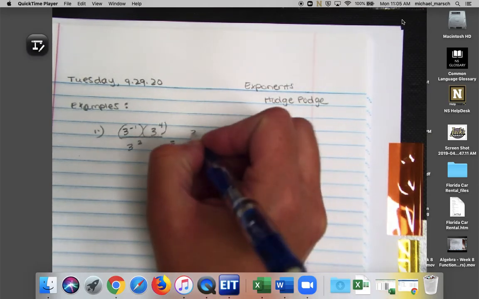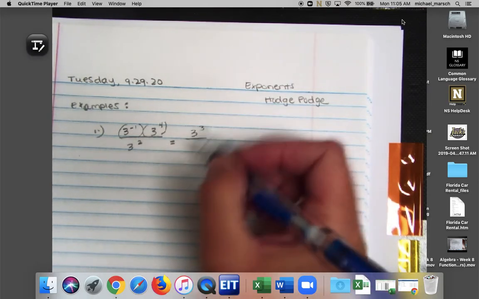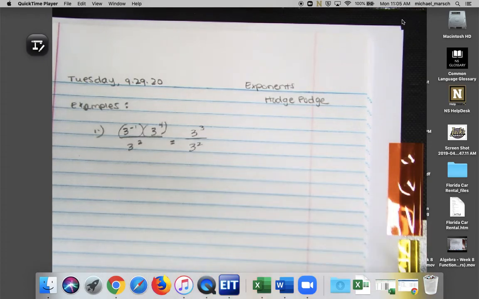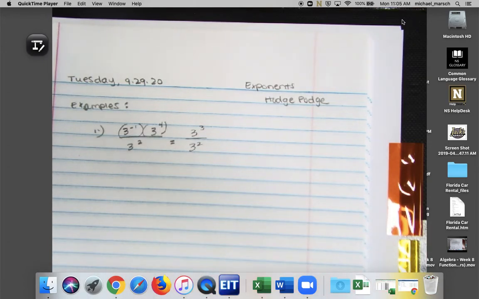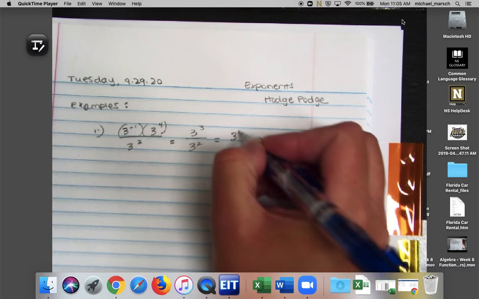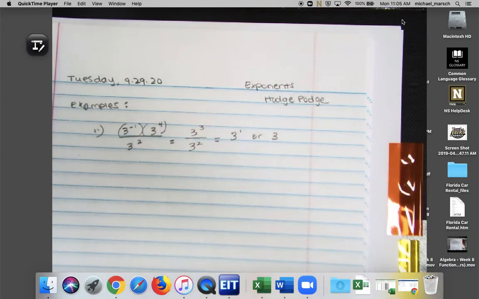3 to the 3rd, right? And then I do 3 squared, because that's just going to carry over from the beginning. And now I just have a division problem. So what's my answer going to be? What's 3 minus 2? 1. So I could say 3 to the 1st power or just 3 would be my answer.